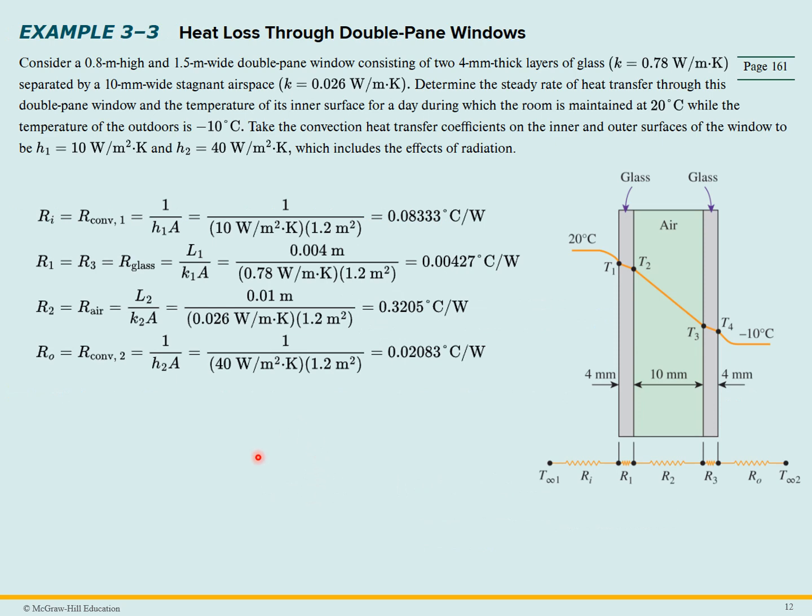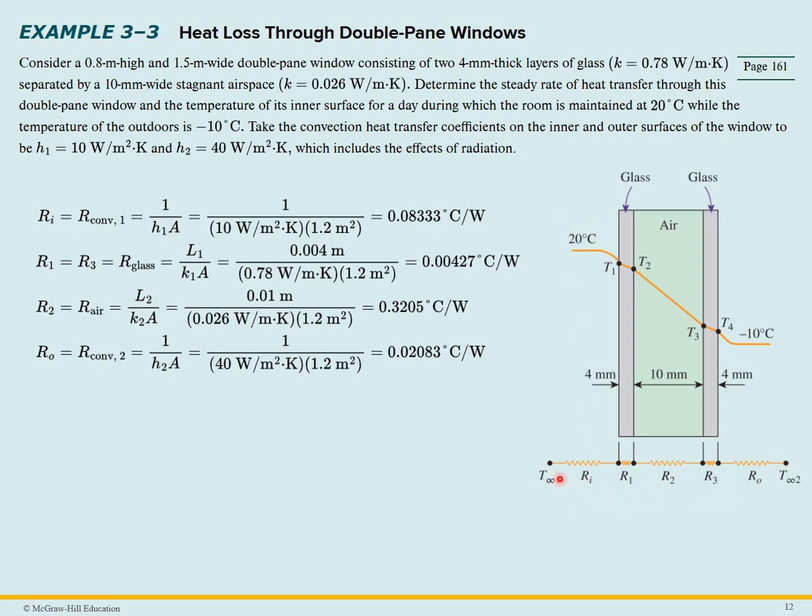So example 3.3 extends example 3.2 by adding another window pane. So this is a double pane window. It has the same height and same width, but now we add another layer of glass. So here we have a 4 millimeter layer of glass, a 4 millimeter layer of glass, and a 10 millimeter layer of air sandwiched between the two pieces of glass. We still have the same temperatures. On the outside it's minus 10 degrees C, and on the inside it's 20 degrees C.